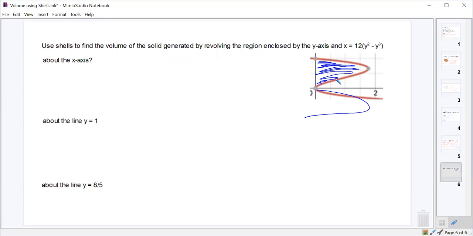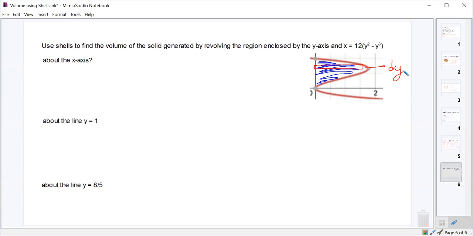Okay, all right. So if we're doing shells, we need to sketch a typical rectangle. Doesn't really matter where, I'll just draw that one. That shows us that the thickness is dy, which is what we wanted because we decided we couldn't do it in terms of x. So a thickness of dy. And then our radius and our height.